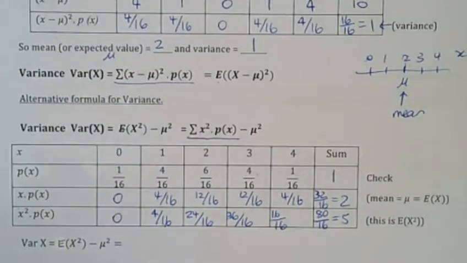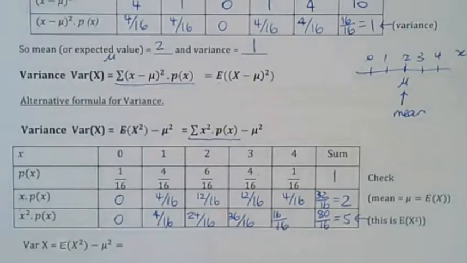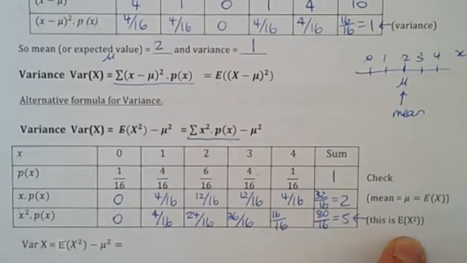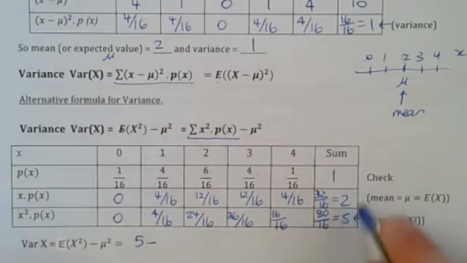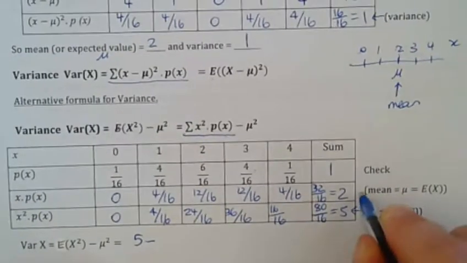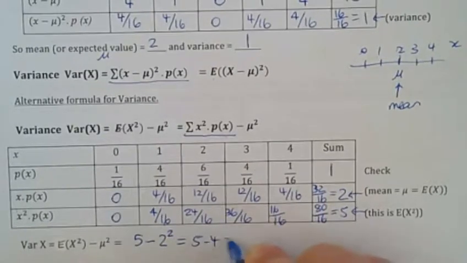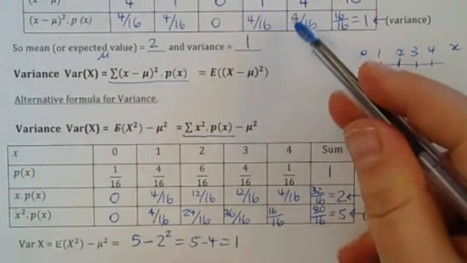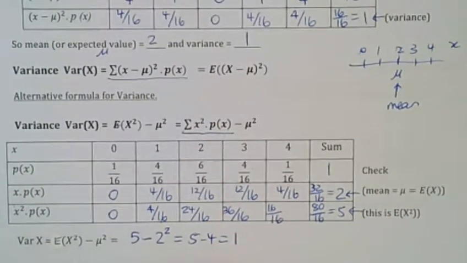So this, see this, 5, it's the expected value of x squared, because expected value means multiply the x squared by the px and add them together. So the expected value of x squared is 5 minus, what's mu squared? That mean is mu, so minus 2 squared is 5 minus 4, which is 1. Didn't we get variance of 1 before? So this is the alternative formula. This one's a bit easier.